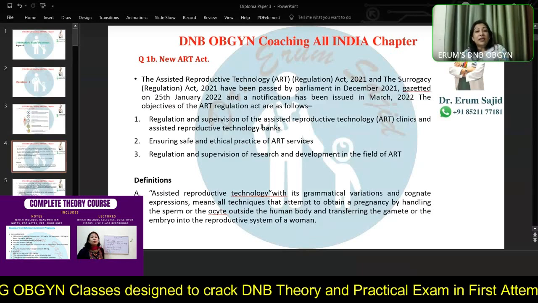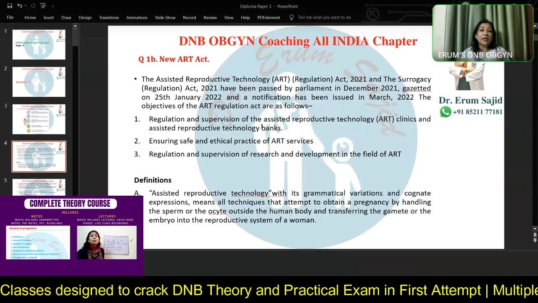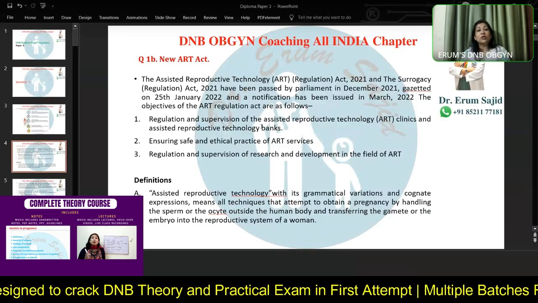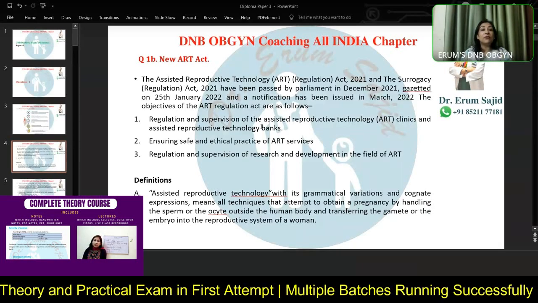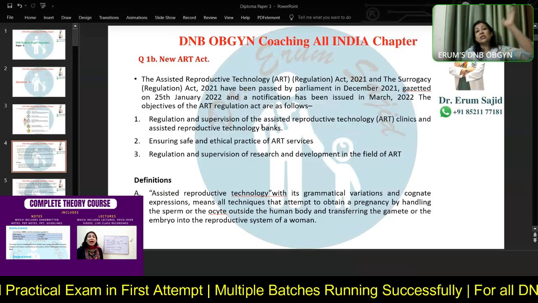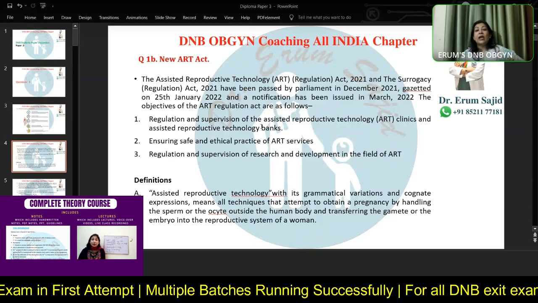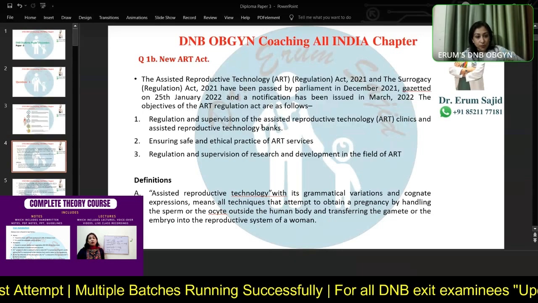Anyways, the ART Act and the surrogacy bill actually came in together. They were passed by the parliament in December 2021, and gazetted on 25th January 2022. So it was our new ART Act 2022, and a notification was issued in March 2022.